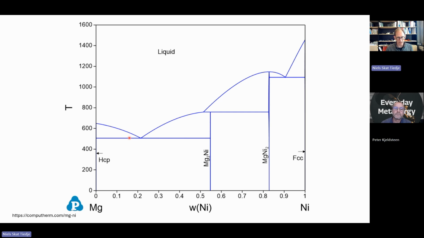When we hit this line, on that line, we can have a balance between three phases. We can have the magnesium, the Mg2Ni phase, and the liquid. And if we keep cooling, gradually all the liquid will turn into magnesium and Mg2Ni at the same time. So we have two phases with different composition that precipitate out of the liquid. When we're past that line, nothing more happens other than the material gets colder. But we have magnesium and nickel separate.